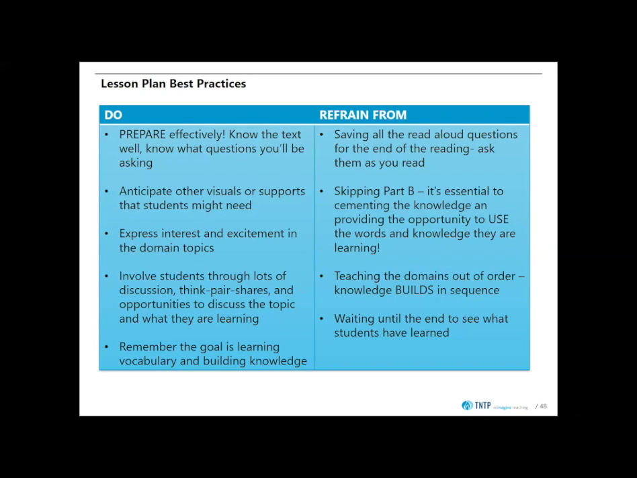Refrain from teaching the domains out of order if at all possible. It's tempting to teach the domain on Columbus around Columbus Day. However, students need background knowledge in a different order in order to truly gain this knowledge and vocabulary. Teaching the domains in order ensures that students get that logical progression through the content. And finally, refrain from waiting till the very end of the domain to see whether or not students have learned. Use those discussion questions, use those Part Bs, use the other activities that come with your anthology to ensure day by day students are picking up what you are putting down.